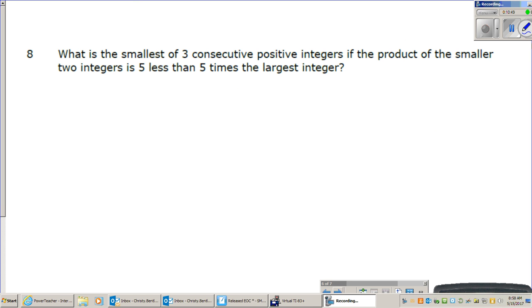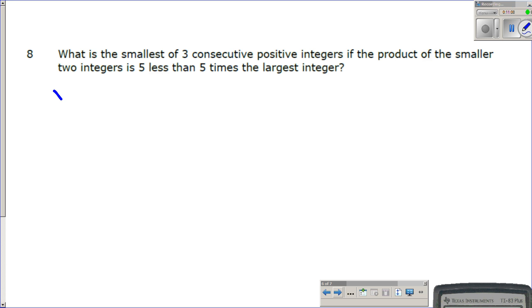Okay, on number 8, what is the smallest of 3 consecutive positive integers if the product of the smaller 2 integers is 5 less than 5 times the largest integer? We did this problem together in class on Friday, but I'm going to work it out one more time for you in case you missed writing it down. So again, consecutive integers. X will represent the first. Consecutive just means it's going to increase by 1 more each time. So the second is x plus 1. The third would be x plus 2.